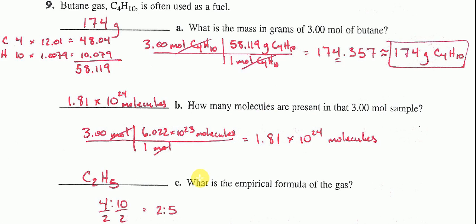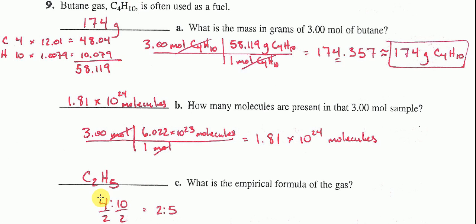Lastly, C asks, what is the empirical formula of this gas? Well, it's butane, right? It's C4H10. And if the empirical formula is the smallest reduced whole number ratio of elements in a compound, I'm simply going to look at these two numbers, 4 and 10, and try to figure out by what factor I can reduce these two subscripts and still have whole numbers.